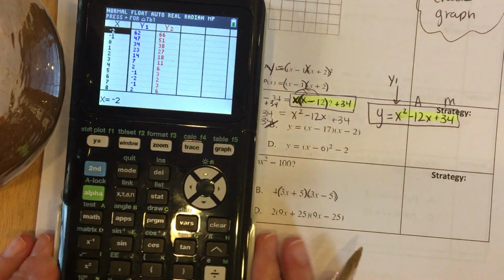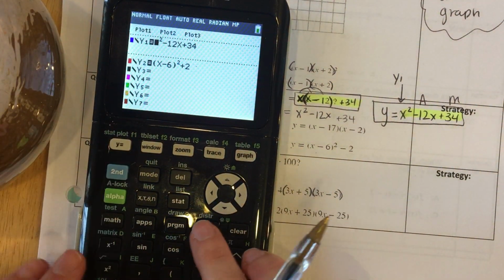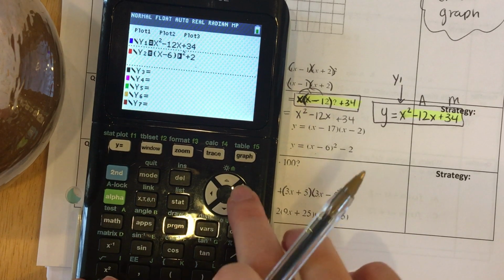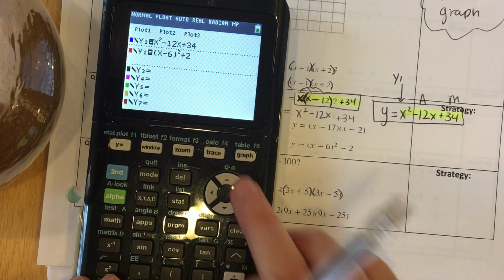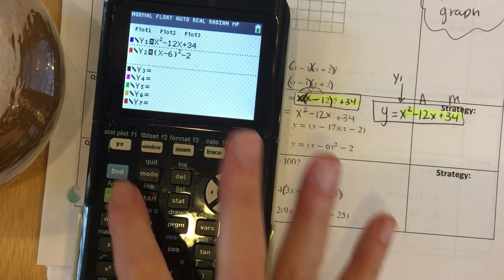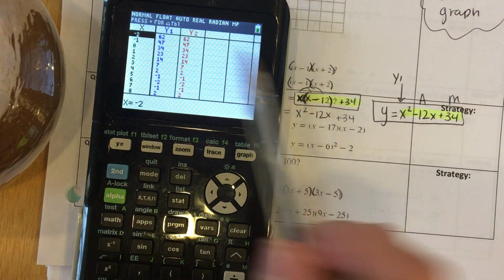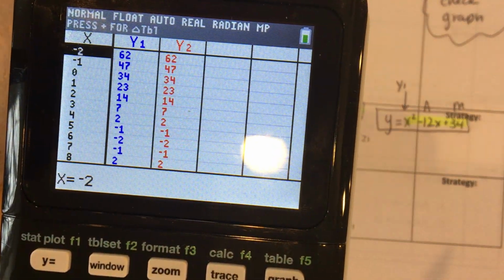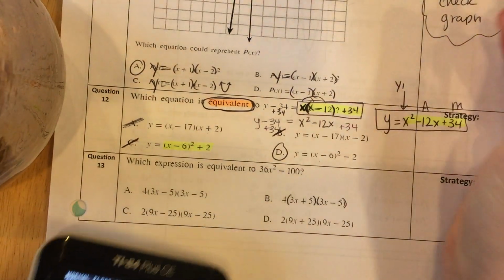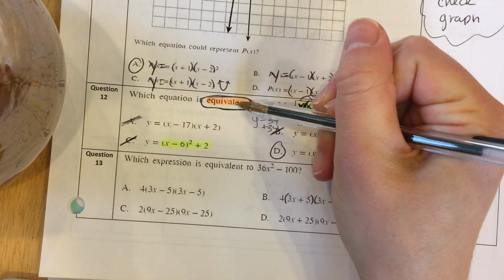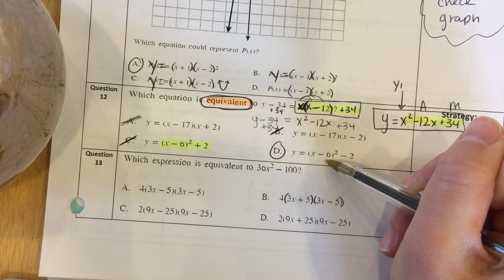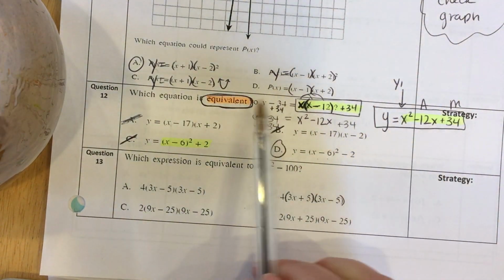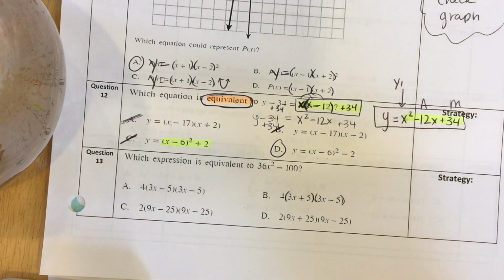So then D must be my answer, but we of course want to check that. And all it is is a sign change. Just change that +2 to a -2. Check your table, and there we go, we have a match. Whoop, we have a match, okay? So that means these are equivalent. That's what that word told me, that I could put this into y1 and this into y2, and my y value should match because they're equivalent, okay?